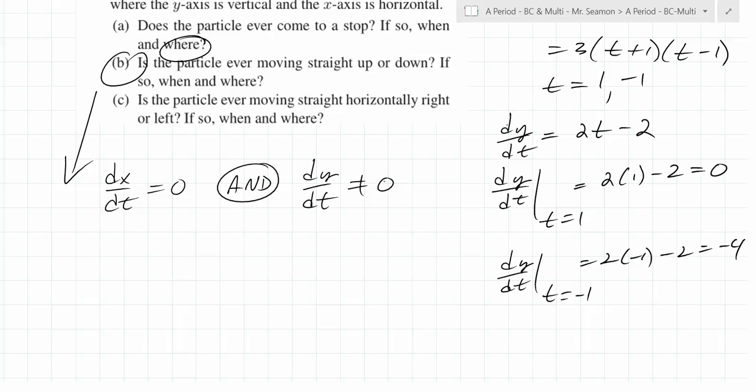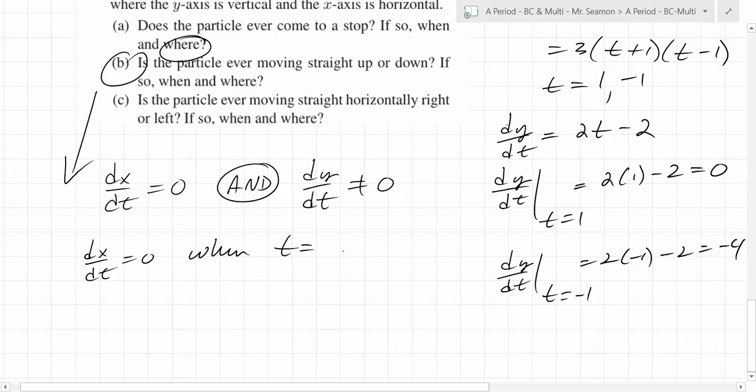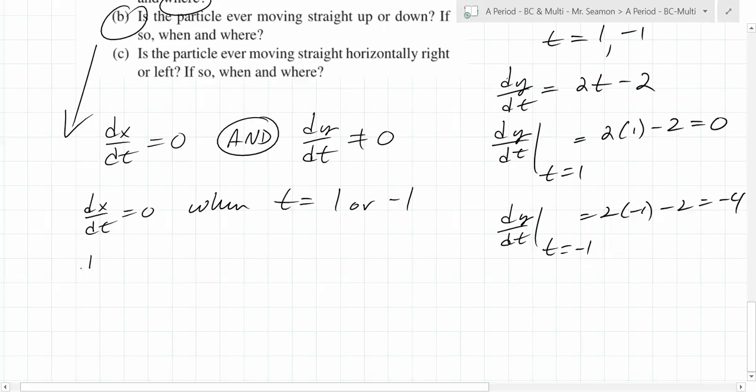So what's the first thing you should do? We know that dx/dt equals 0 when what's true? When t is equal to 1 or negative 1, correct? So you checked this already, and you know that dy/dt when t equals 1 is 0. So it stopped there. But what is dy/dt when t is negative 1?